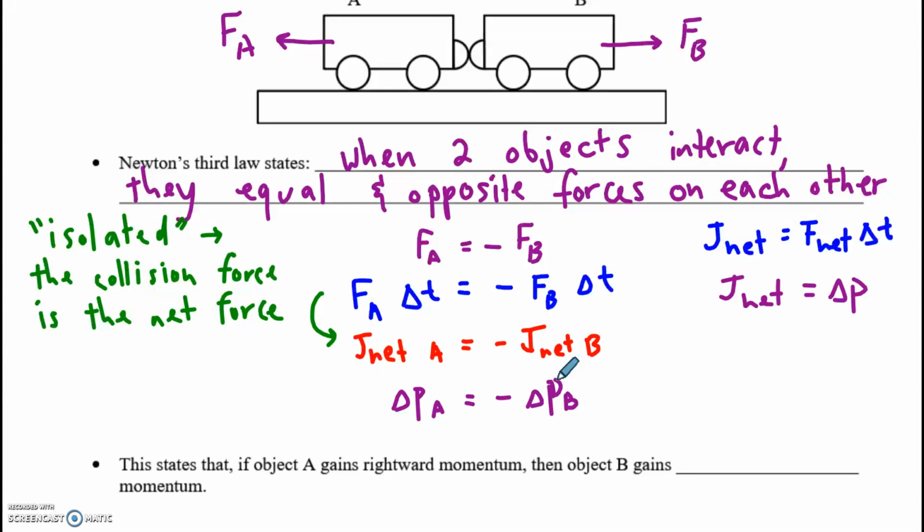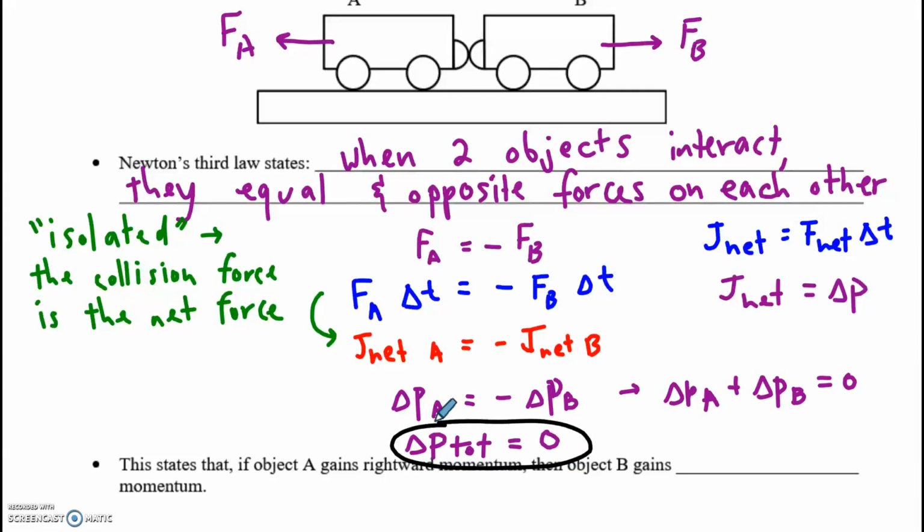Something interesting we'll see. If you add delta P sub B to both sides, then you get the change in momentum of A plus the change in momentum for B is equal to 0. Or in other words, the total change, delta P total, is equal to 0. And that's going to be really important.